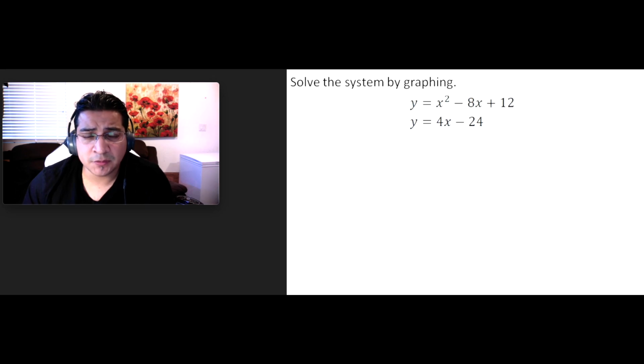In this tutorial, I'm going to be showing you how to solve nonlinear equations. So here we have a parabola and we have a linear equation. The combination of the two is called a nonlinear equation. The first thing we're going to do is graph the parabola first.